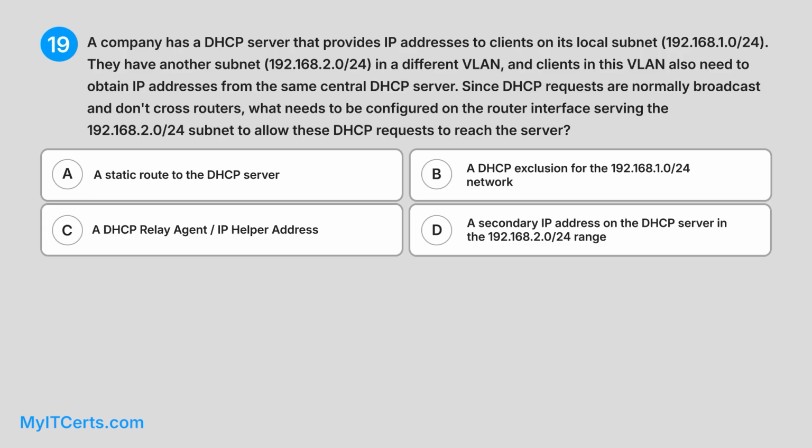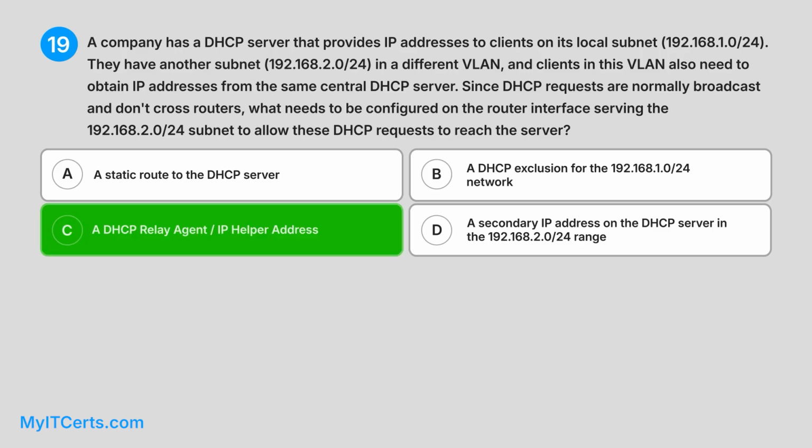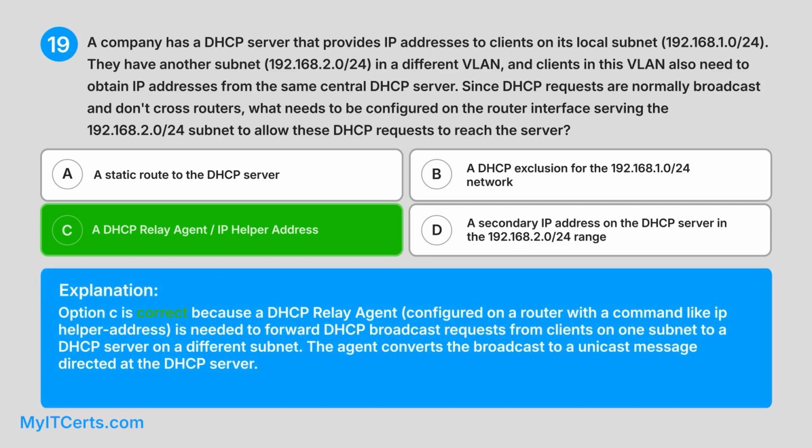Correct answer: C. A DHCP relay agent / IP helper address. Explanation: Option C is correct because a DHCP relay agent, configured on a router with a command like ip helper-address, is needed to forward DHCP broadcast requests from clients on one subnet to a DHCP server on a different subnet. The agent converts the broadcast to a unicast message directed at the DHCP server.